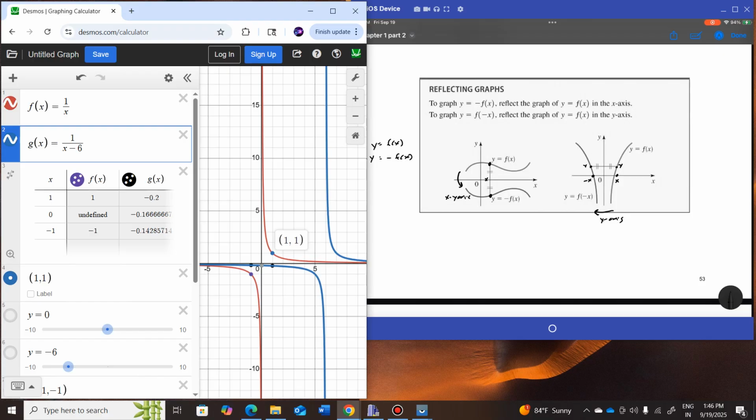Okay, so that's what negatives do. This one can be kind of tricky because if we see a horizontal shift and then x is negative, we have to flip the shift.